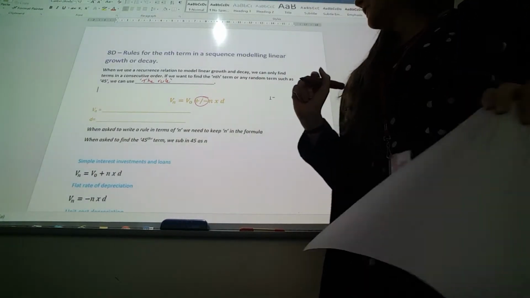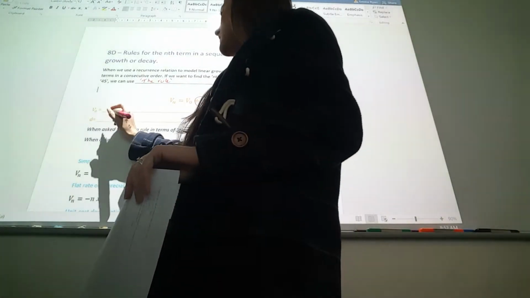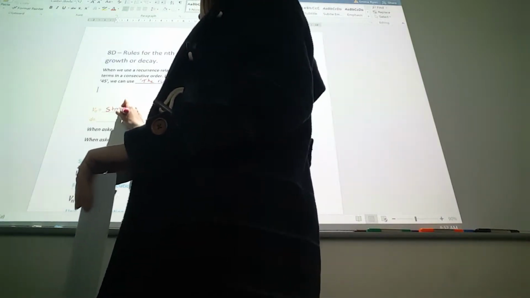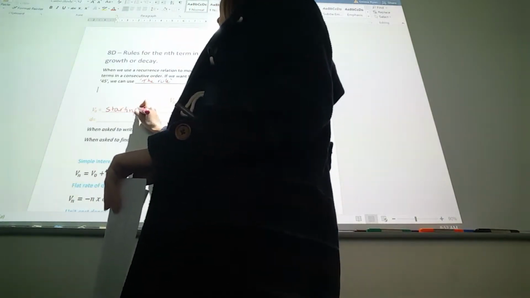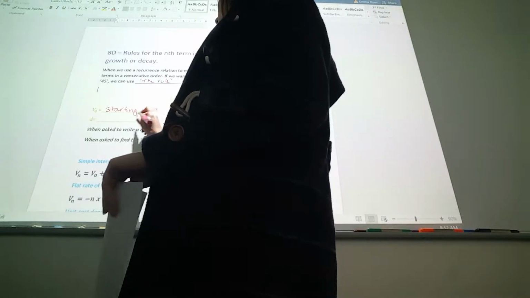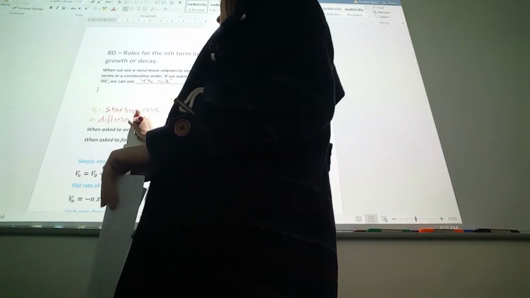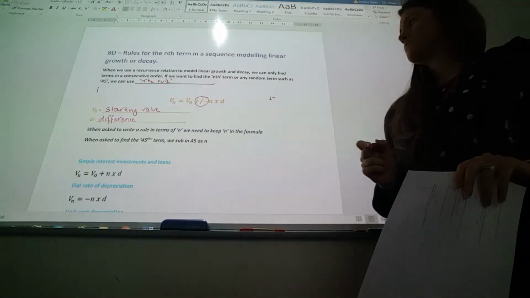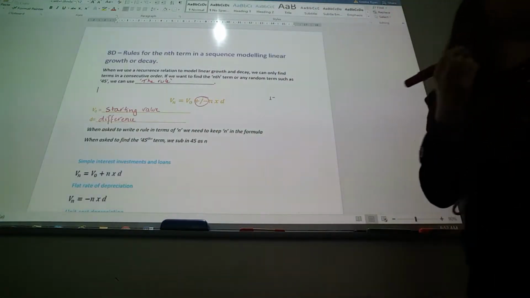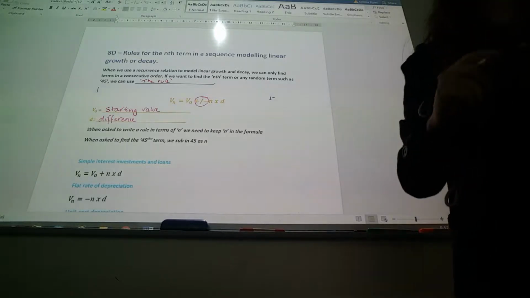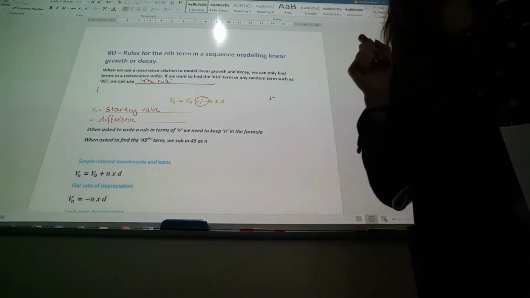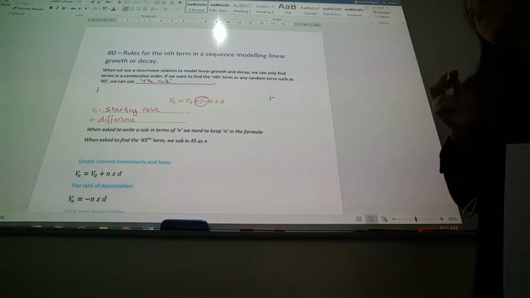And same as what we talked about the other day, our V0 is our starting value, and our D is our difference. So when we're asked to find a term that's not in a consecutive order, this is the rule we need to use. This is how we're going to find it.